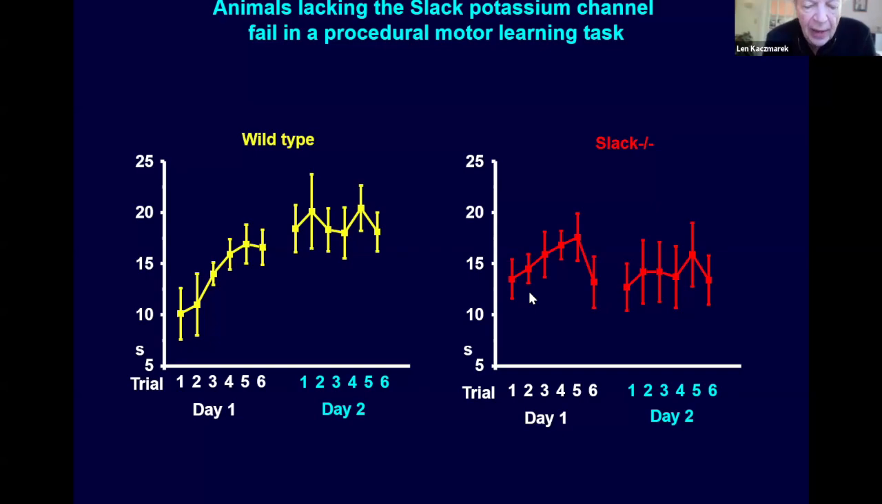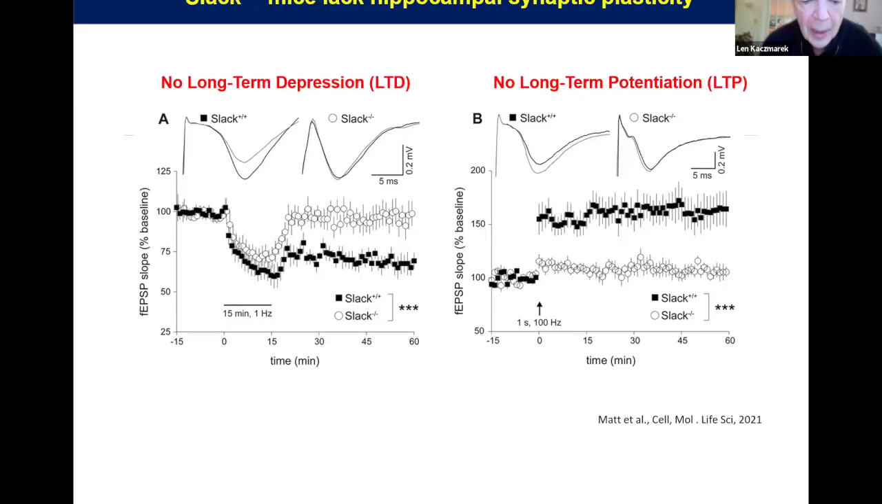All right, so they have other learning problems as well. Once they do learn something, they're capable of learning, but they can't undo that learning. Perhaps a more severe problem with the knockout animals is that they don't have synaptic plasticity.